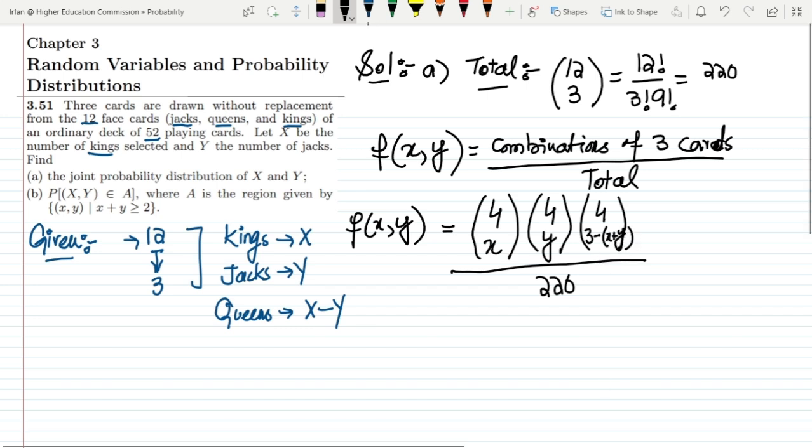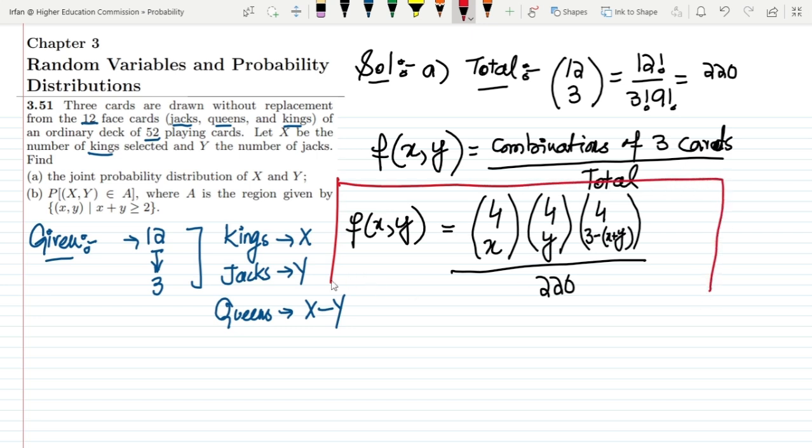Okay, so let me correct it as well here. So here we will have this number of cards. So this is the formula for the joint distribution of x and y, and this is basically the essence of the question which we are going to solve today. Okay, so this is what we have.